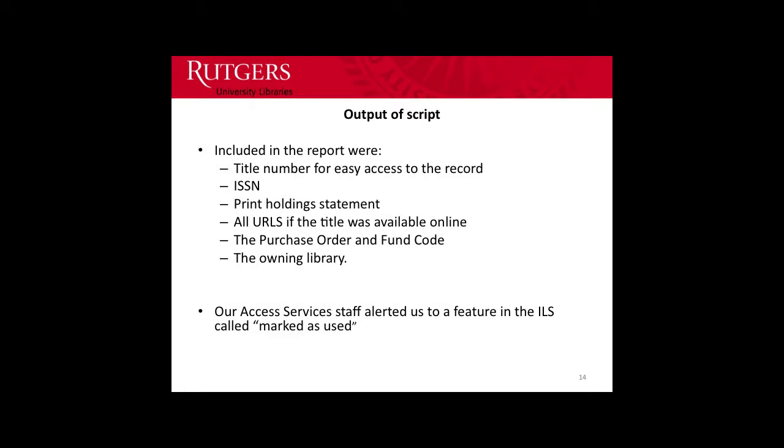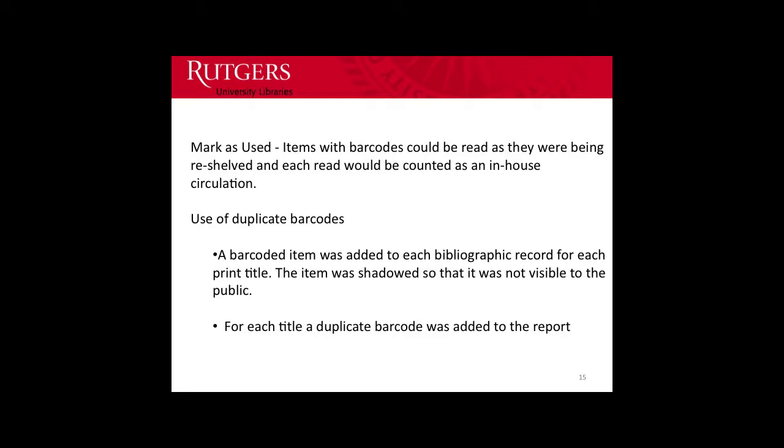Our access staff alerted us to something called Marked as Used, which is part of our ILS program, and that means that items with barcodes could be read as they were being reshelved. You would want the barcode, and it would interpret that as a use and a circulation, but an in-house circulation. Now, we don't barcode our current periodicals, so we had to design something where this would work. So we used duplicate barcodes. We created an item on the title record for a particular journal that was shelved in the reading room, and it was shadowed from the public. And then we took a duplicate barcode and we added it to our report.